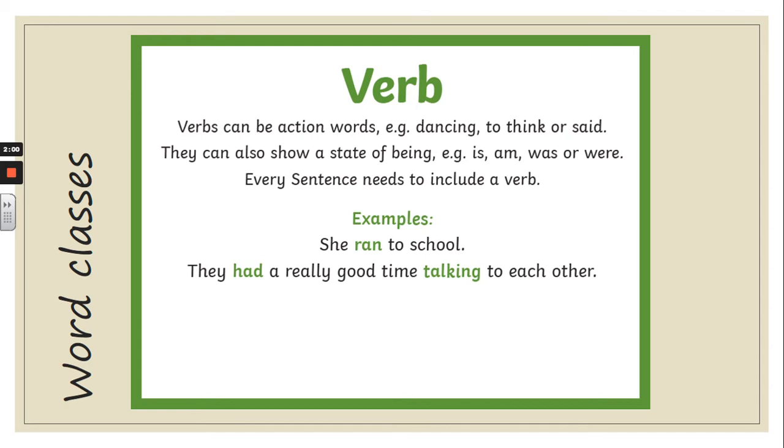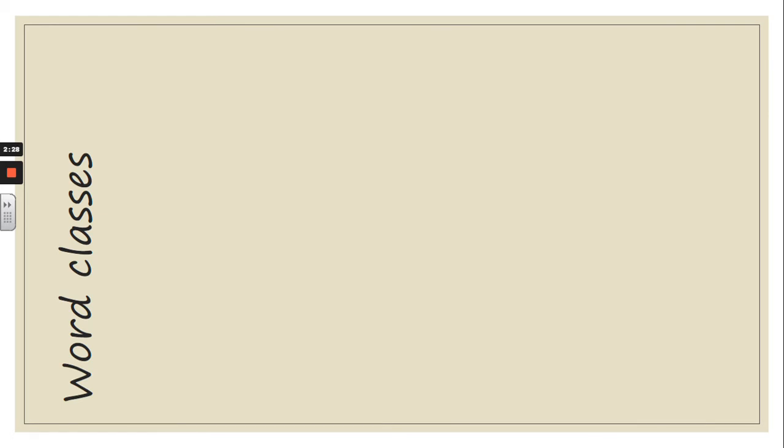Verbs. So verbs are action words such as dancing or to think or said. They can also show a state of being, so is, am, was or were. And every sentence needs to include a verb. So she ran to school, ran will be the verb there. They had will be a verb, a really good time talking to each other. So verbs are doing words generally, is what we tell the kids. So anything that you are doing, that is your verb.